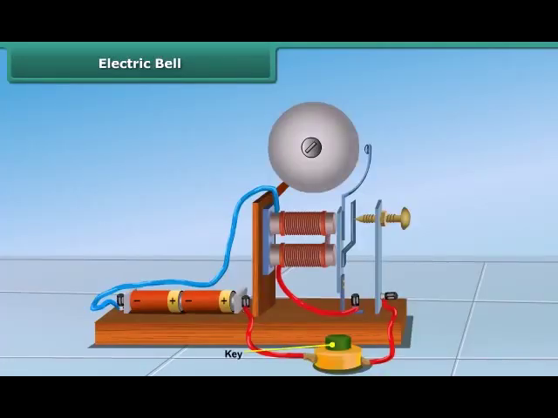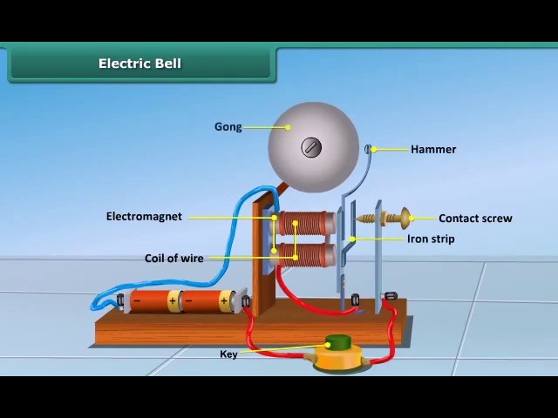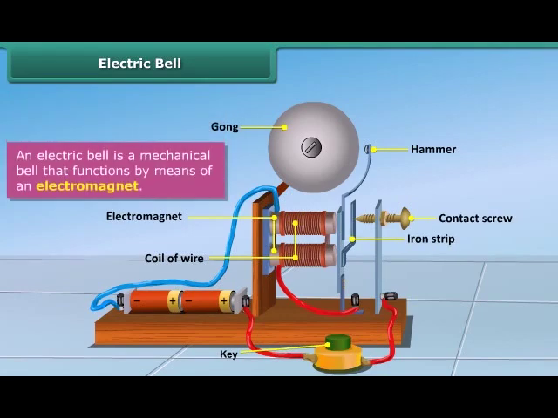Let us now look at the working of an electric bell. It functions by means of an electromagnet. The electric bell consists of a coil of wire wound on an iron piece. The coil acts as an electromagnet. An iron strip with a hammer at one end is kept close to the electromagnet.